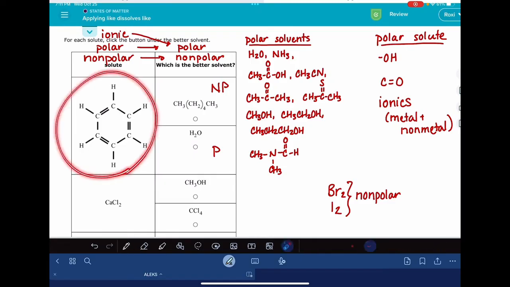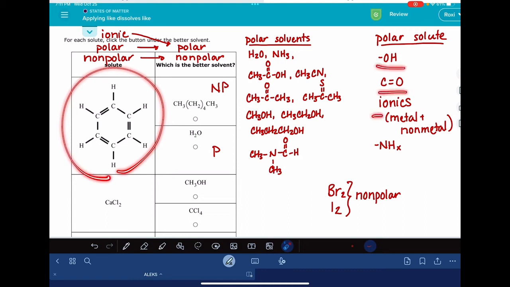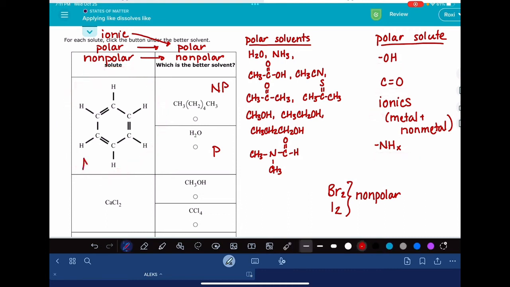Okay, so looking at this first molecule here, I don't see any oxygens at all. I don't see any OHs. I don't see any carbon-oxygen double bonds. Also, with polar solutes, we could see some NHs, or it could be like an NH2 or even an NH3, but it's just some sort of NHx. So we don't see anything that gives us indication that this is polar. So that means that this thing is probably nonpolar, and that would make the first solvent here the best solvent of choice.